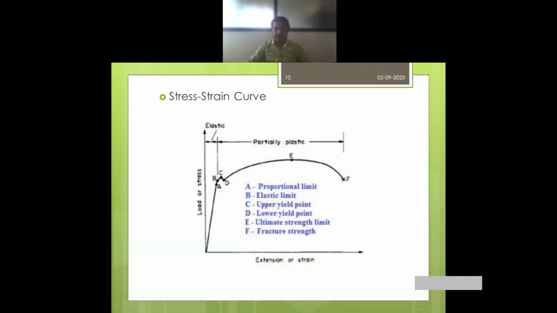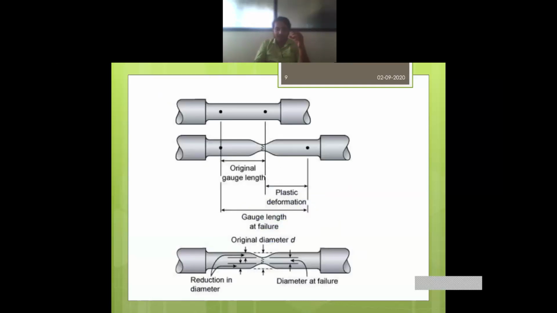After reaching the maximum load, if the material is still ductile, the plastic deformation, that is, deformation, will still keep occurring, but at this point of time there is some visible difference that will be seen after this point. What is that? That point is called necking. Here you can observe, this first diagram is the original one. After reaching the maximum load point, the formation of a neck will be there. So this position we call necking.